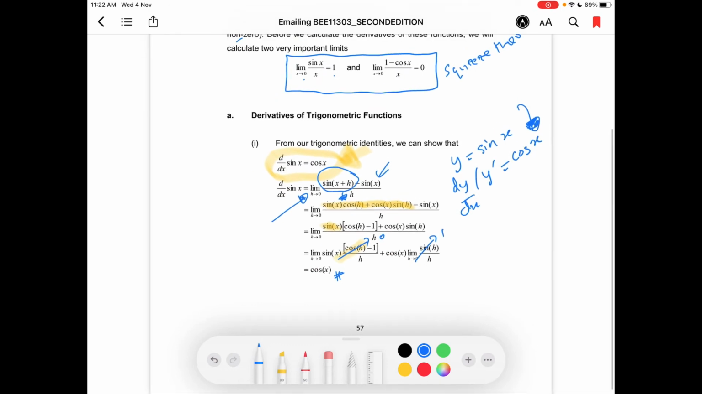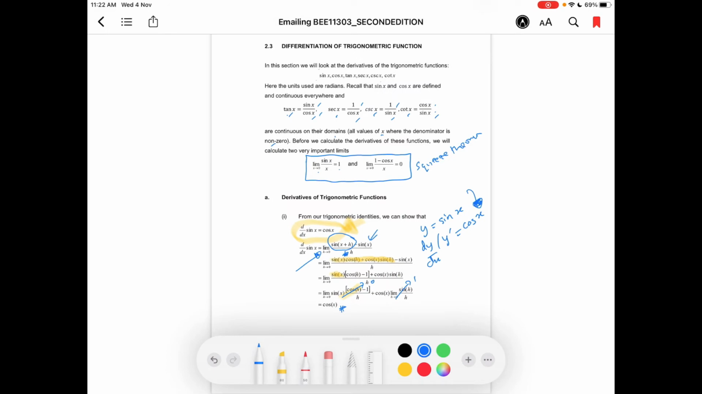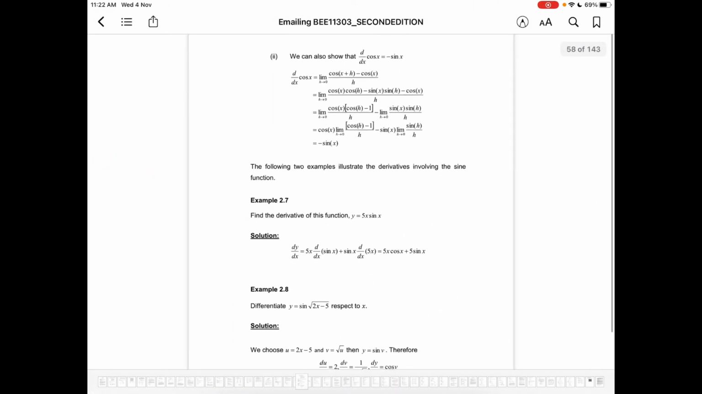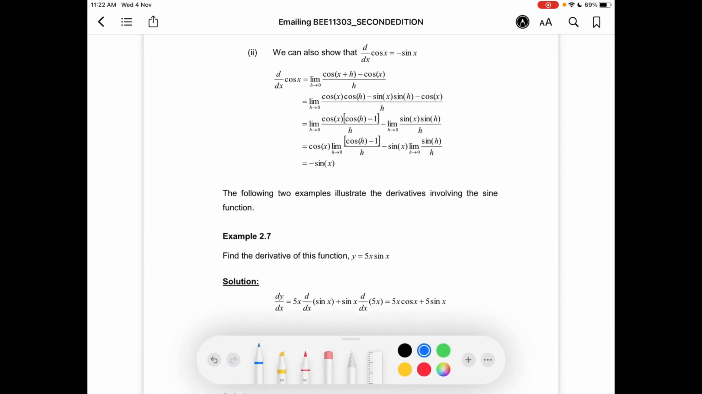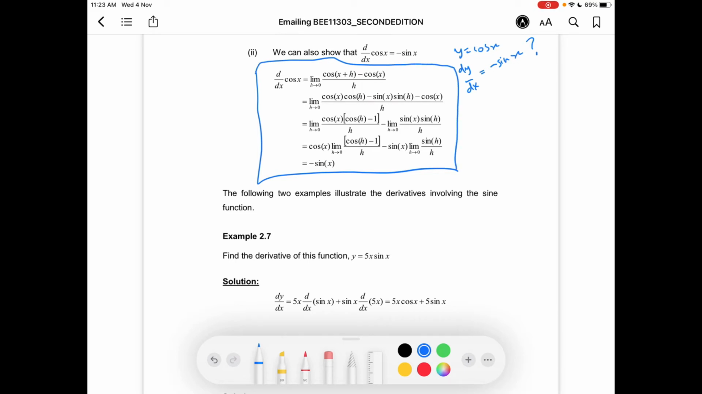Now, that is by using the first principle rule. If we go to this one, this also shows how to obtain the derivative of cos x. We have y equals cos x, dy over dx equals negative sine x. So where does this come from? You can refer to this example. I will not repeat it or teach you, because it uses the same concept. We use the first principle rule, and you need to apply the trigonometry identity to solve this, similar to the previous example that I shared just now.